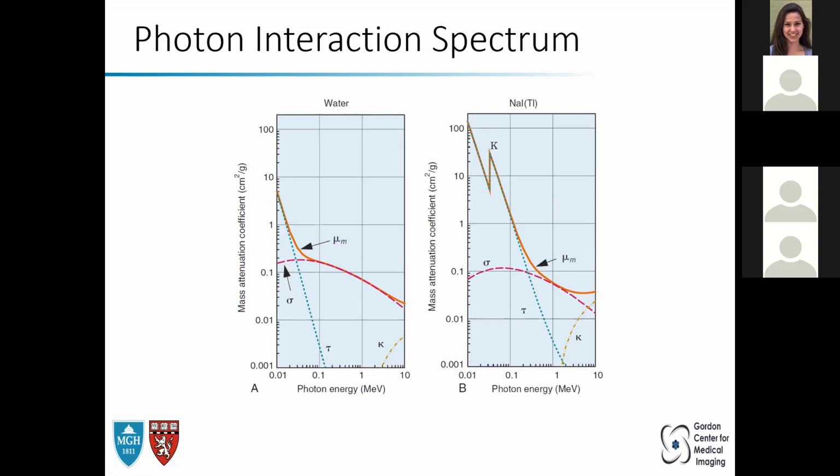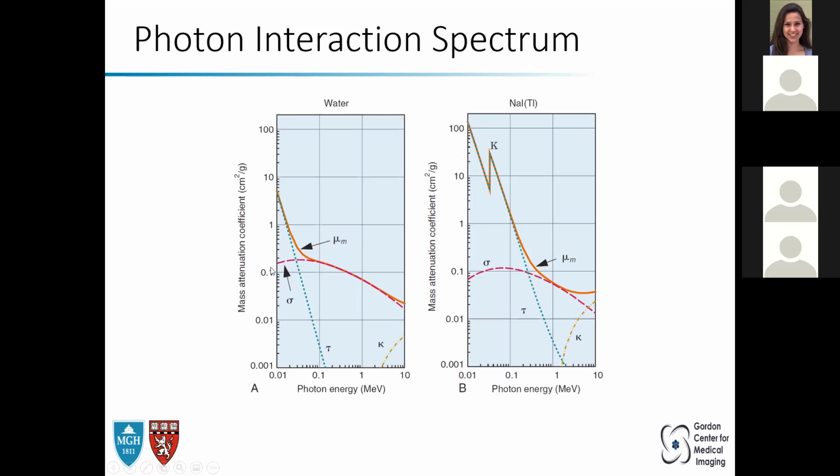That's the photoelectric effect, right? So the photoelectric effect decreases to the third power of the energy, right? So this is decreasing rapidly. What's this level of interaction here that starts at high energies? Pair production. Yes, okay.